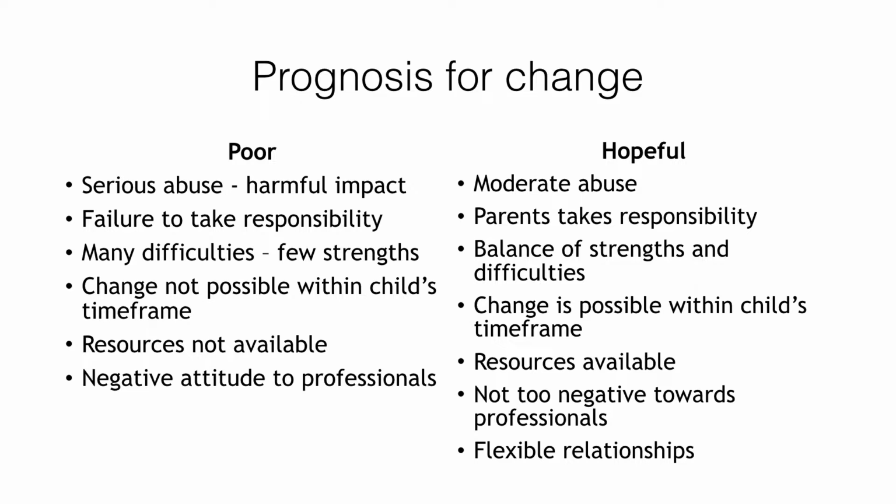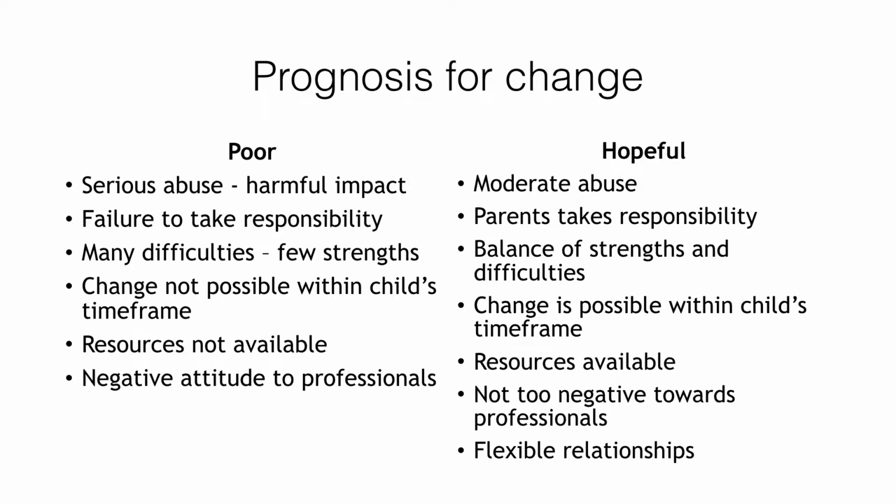What are their attitudes towards professionals? Very negative attitudes indicate a poor prognosis. Do they have strengths, or at least a balance between strengths and difficulties? A balance of strengths and difficulties indicates a more hopeful prognosis. Are there resources available to support them or not? Resources increase likelihood. And is the change possible within the child's time frame?